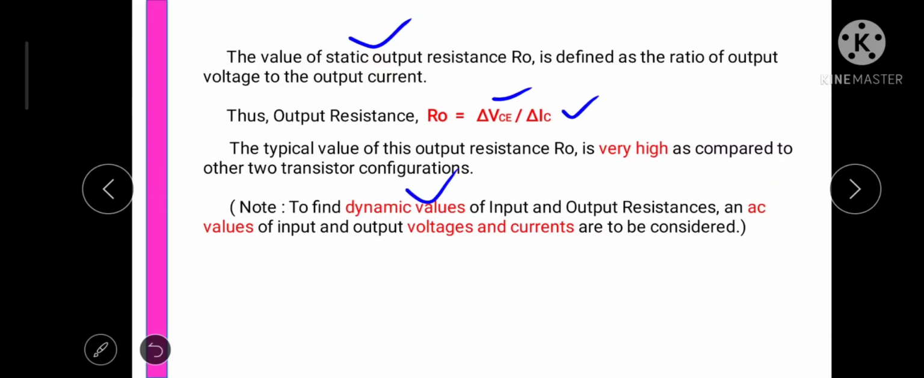So from output characteristics, we can say two important parameters are found. First, it is current gain beta, and second, it is output resistance RO. And both these values play a very prominent role in transistor applications. So I think you got the concept of output characteristics, the related current gain and the output resistance RO. So let's stop here.